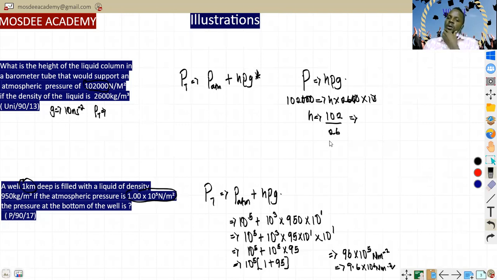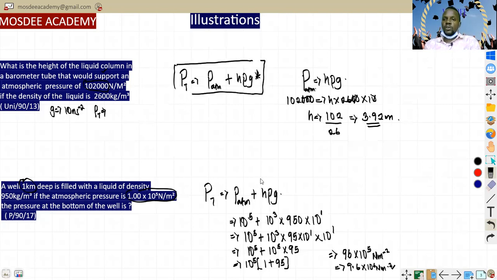If we do that well, 26 times 4, so it's not up to 4. We can just punch the calculator. 102 divided by 26 is giving us 3.92. I'm working in meters, and that is my answer to this one. So be careful about this. It is grammatically correct because we are told that it would support the atmospheric pressure. That means the pressure is the atmospheric pressure. Please, sometimes you need to be good in English to be able to solve questions.